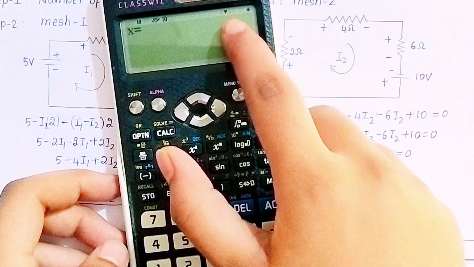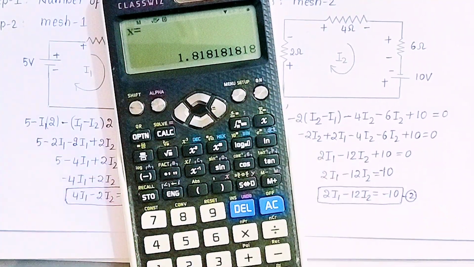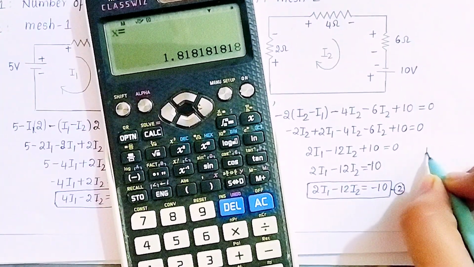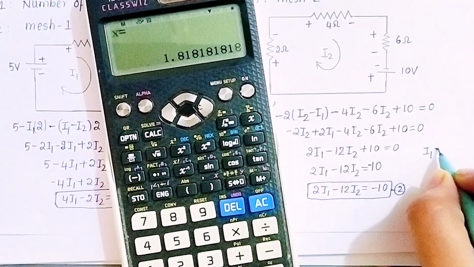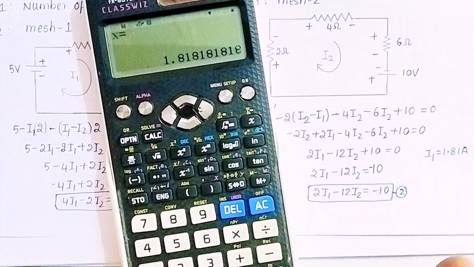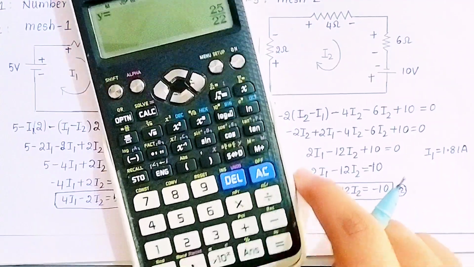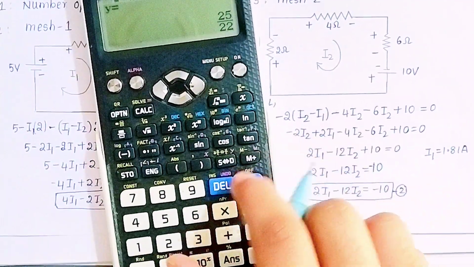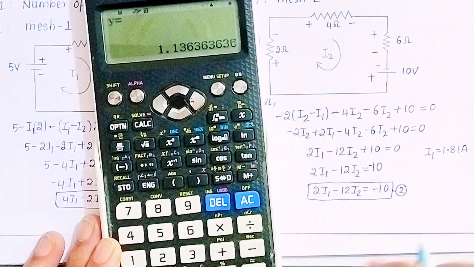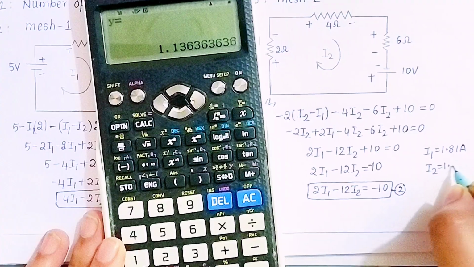So here we have in fractions, so this S to D is nothing but standard to decimal, so we get 1.81. This is the answer for the mesh current I1, that is 1.81 ampere. And for I2, just press equal to button, and then we convert it from standard to decimal, so that is 1.13. So I2 is nothing but 1.13 amperes.